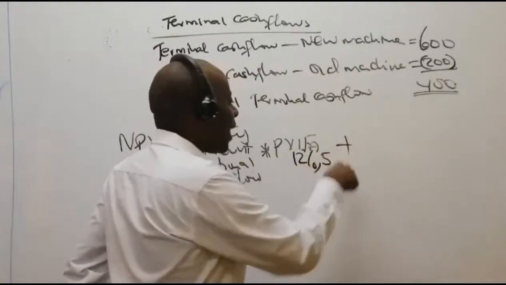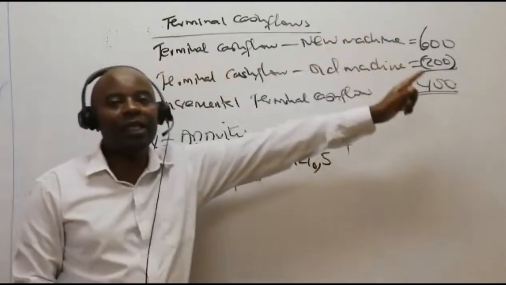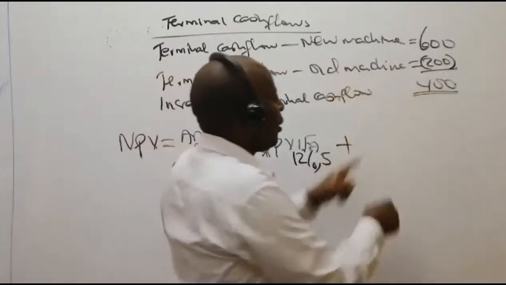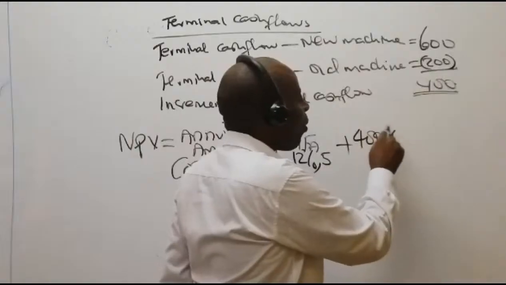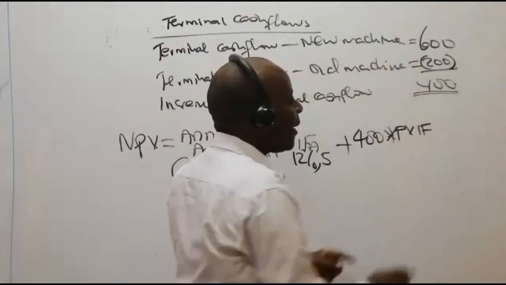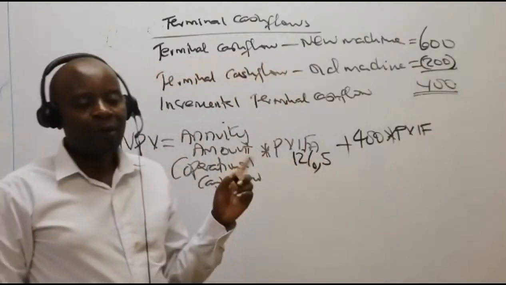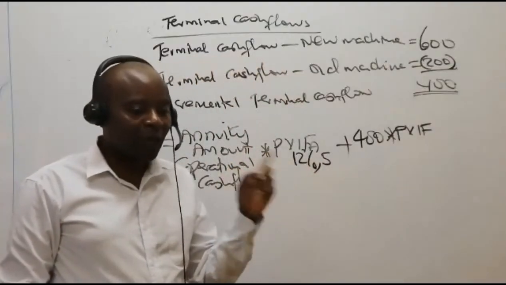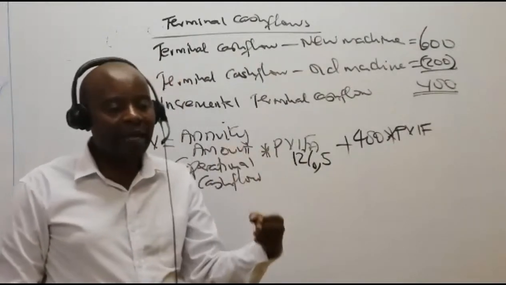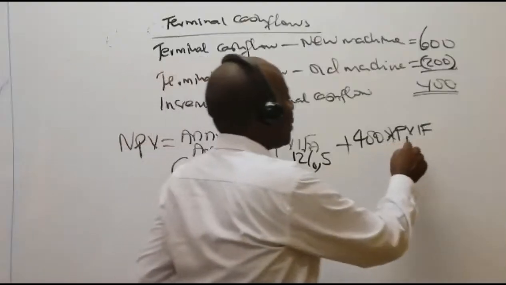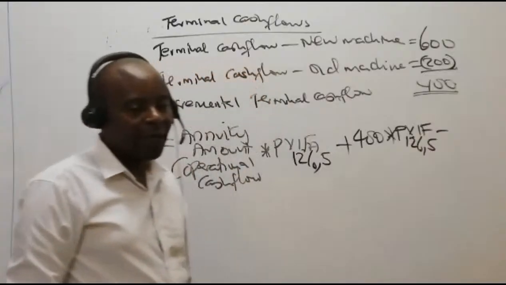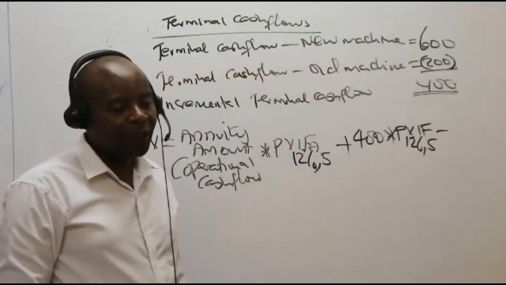Plus, there is this other cash flow when things come to an end. There is a terminal cash flow of 400, but because it's a one-off amount, we can only multiply it with what we call PVF, the present value interest factor. The parameters are still the same, 12% 5 years, and then at the end we'll subtract the initial outlay.